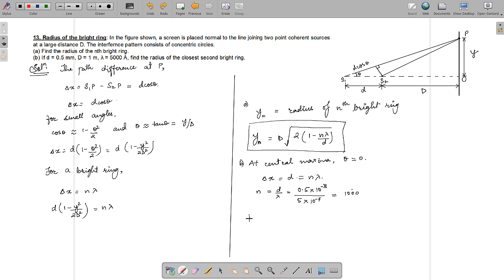So for the second closest bright ring, n should be equal to 998, and using the values we can calculate its radius. The radius comes out to be approximately 6.32 centimeters. So that is the solution for this question. Thank you.